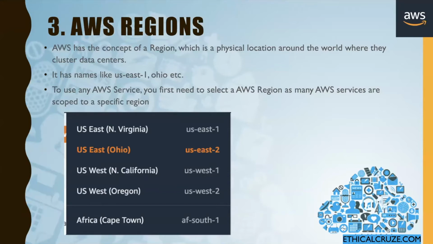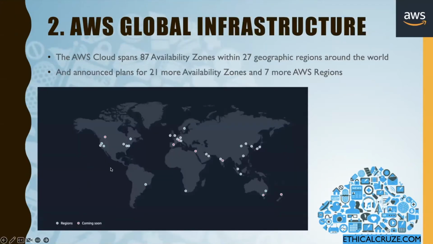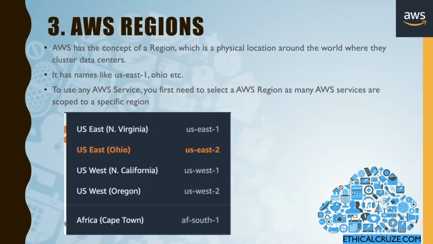Like you can see, it is spread across all the globe, so not all services are available to all regions. Whenever you want to use any service of AWS, you will first have to select the region you want to use, and accordingly you can use the services available in that particular region.